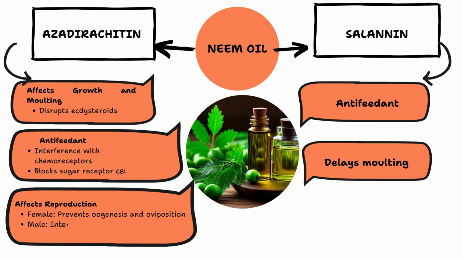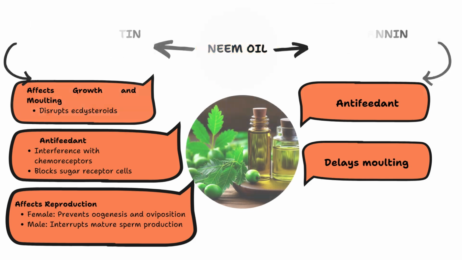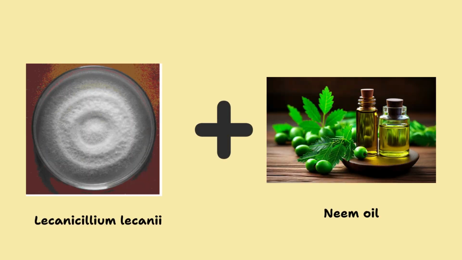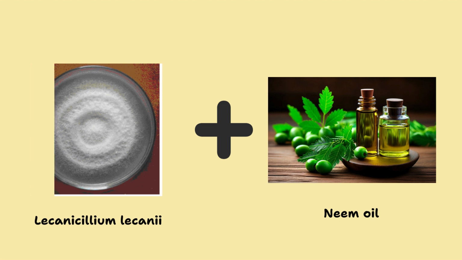Azadirachtin, which is the active ingredient in neem oil, disrupts the whitefly's hormonal balance, inhibiting molting and reproduction and ultimately reducing their population. Combining these two strategies enhances pest control efficacy, as the dual approach reduces the likelihood of resistance development, offers broad spectrum pest control, and minimizes reliance on chemical pesticides. Lecanicillium lecanii and neem oil are widely available through commercial suppliers specializing in biological and organic pest control products.